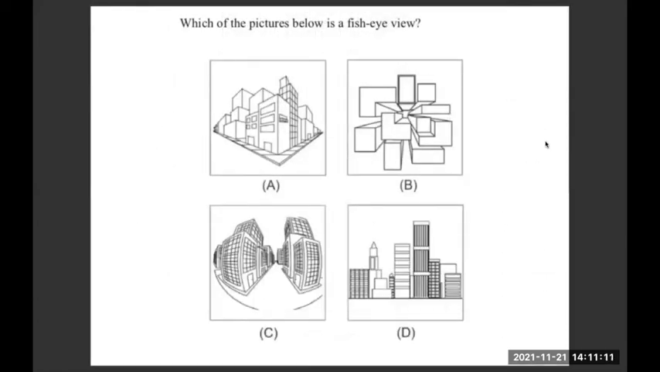I'm not sure if you know what a fisheye perspective is. Does anybody know what a fisheye perspective is? Option C. Very straightforward. Can anybody tell me what option A is? What kind of perspective is option A? Two point. Option B is what kind of perspective? One point. Yes, option B is one point.